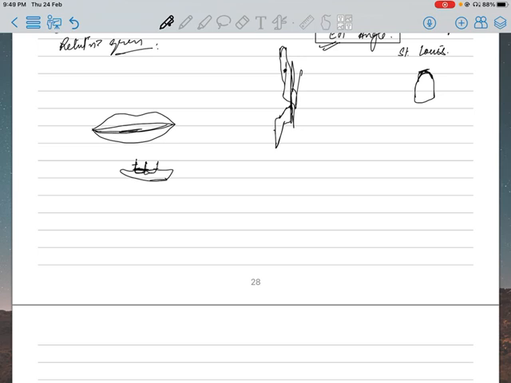Now lisping. Lisp is actually associated with anterior open bite. उसमें ऐसे साउंड आता है, ऐसे साउंड आता है, तो that is known as lisping. Now what is Binder syndrome?